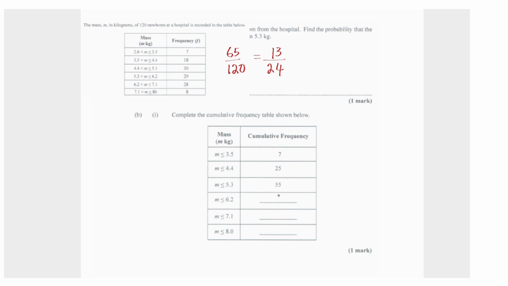So let's write 84 in here. And this value 84 added to 28 gives 112. And 112 added to 8 here should give us 120, because that was the total number of newborn babies. So if you don't get 120 here, it means that you have added it up wrong. Okay, let's move on to the next part of the question.